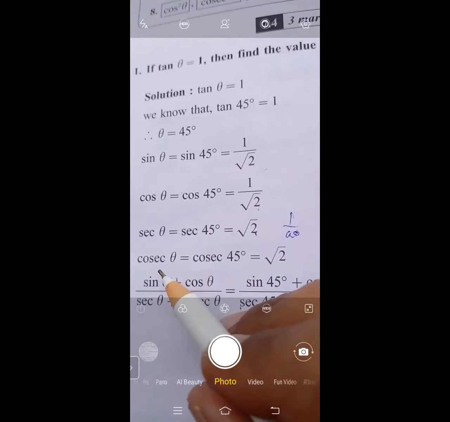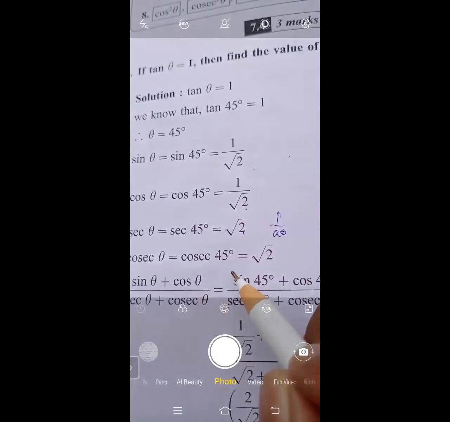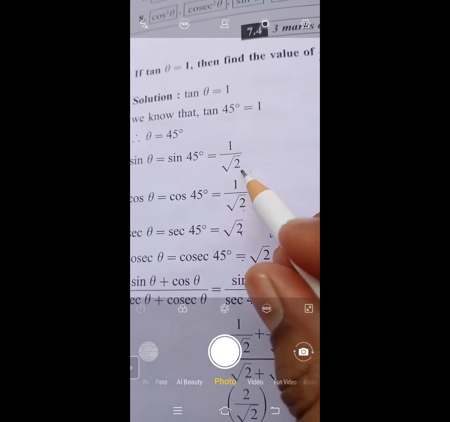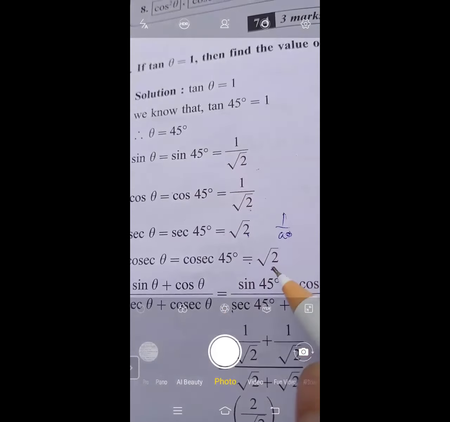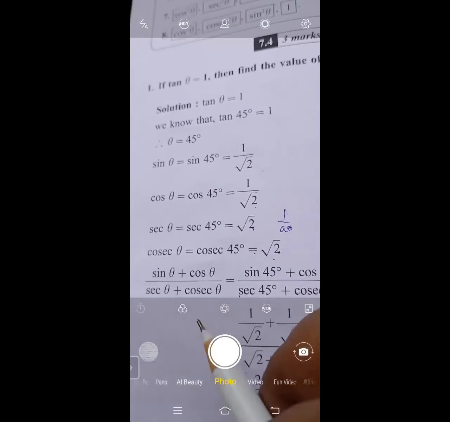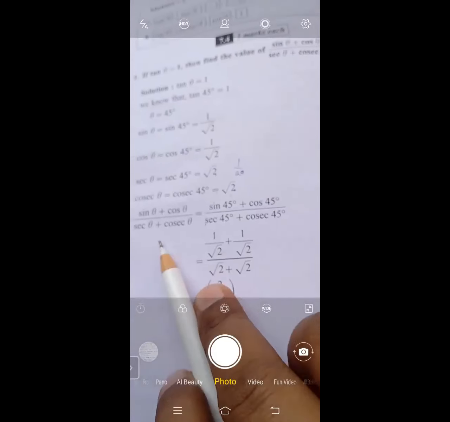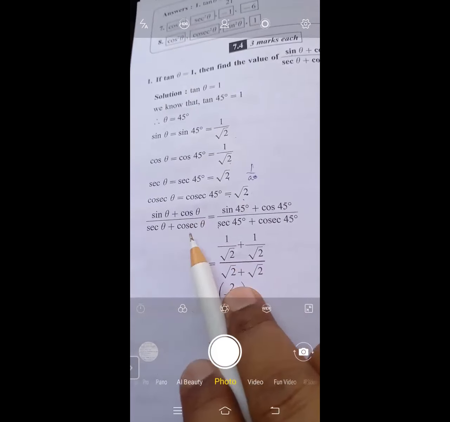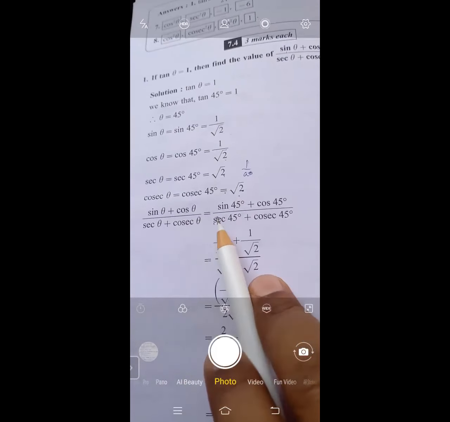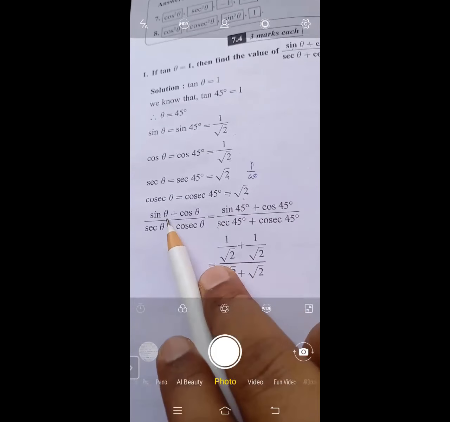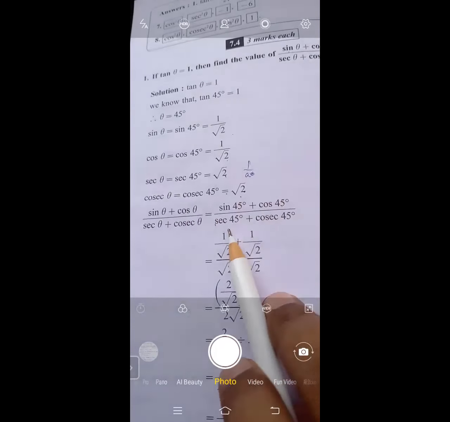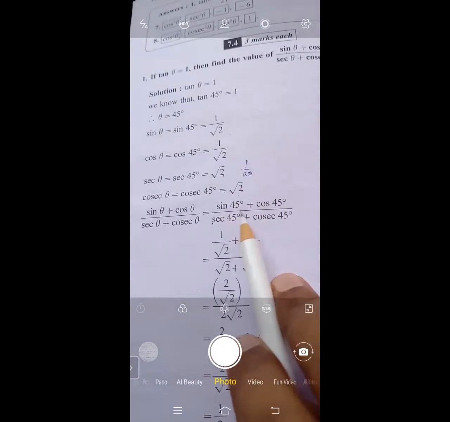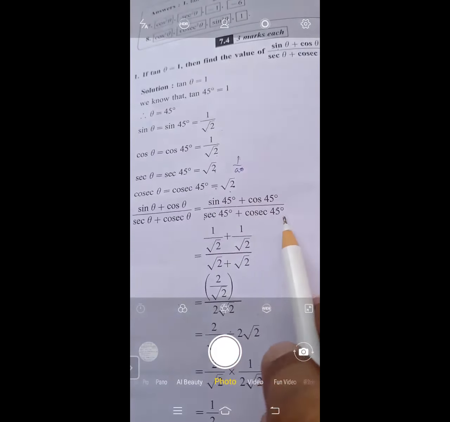Okay. So for cosec theta, which is cosec 45 degrees, the answer is again root 2 because we take the reciprocal of sine, which is root 2. Now we have written the whole equation: sine theta plus cos theta divided by sec theta plus cosec theta, which is equal to, now that we got the value of theta, we place it: sine 45 degrees plus cos 45 degrees divided by sec 45 degrees plus cosec 45 degrees.